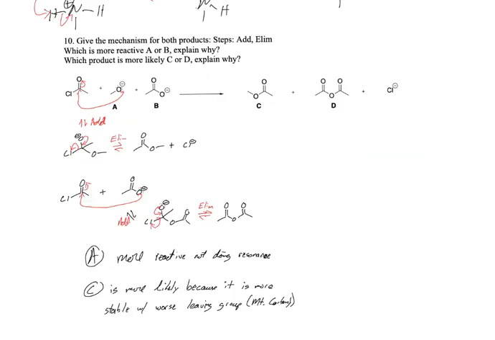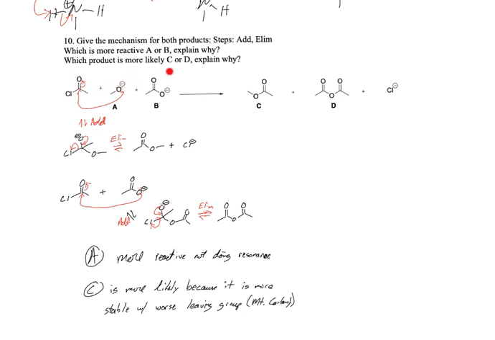All right, the last one. Give the mechanisms. Both steps are just addition, elimination. So I did the mechanisms for each. Add, eliminate. These are basic conditions, all minus. Add, eliminate, get to the two possible products. And then which is more reactive, A or B? Explain why. So A is more reactive because it's not doing resonance. It's not able to do resonance. So that leaves this lone pair more available to react.